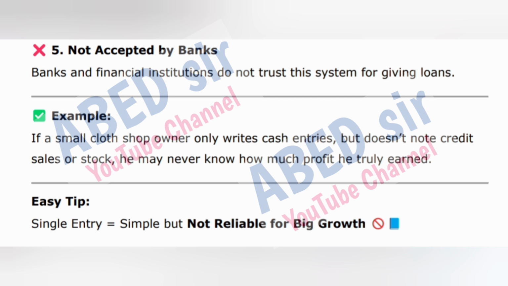Example: if a small cloth shop owner only writes cash entries, but doesn't note credit sales or stock, he may never know how much profit he truly earned. Easy tip: single entry is equal to simple but not reliable for big growth.